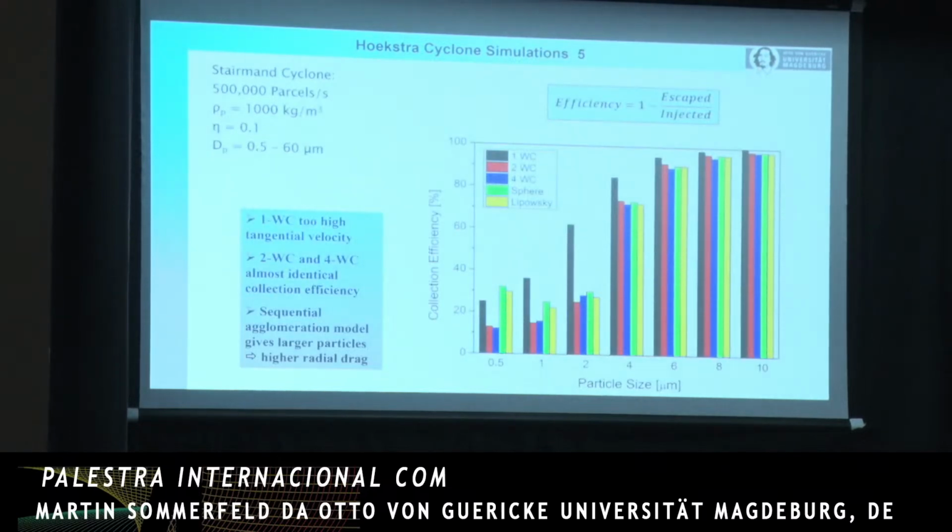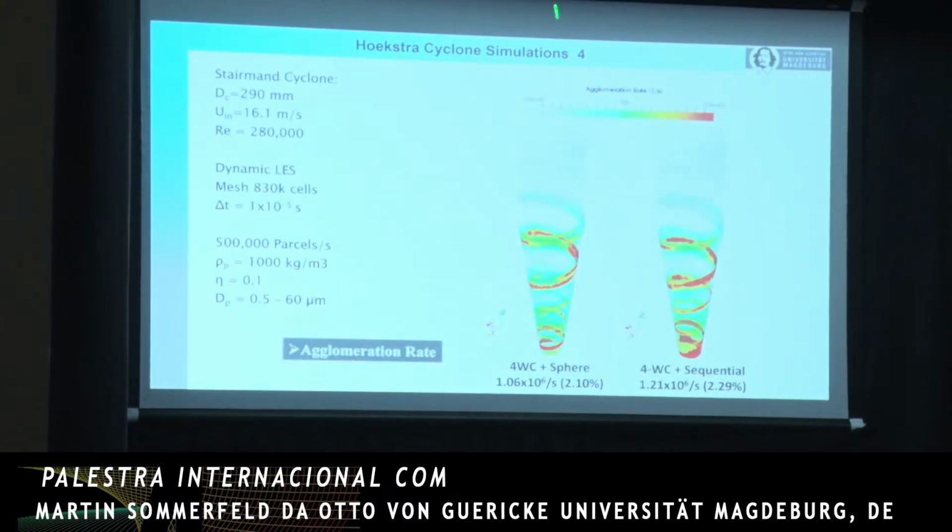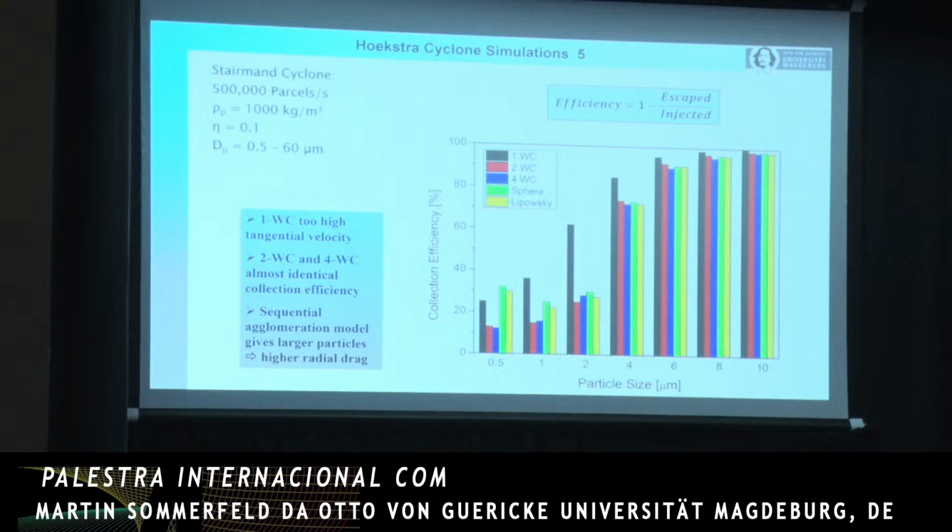So that's the most exciting, but it's not so easy to characterize the separation. We plot basically the net number of particles separated in the cyclone over the injected number of particles. But here we did it a little bit differently. So the efficiency is 1 minus escaped particles over injected particles. Escape means those particles going out of the exit. So this gives a better picture.